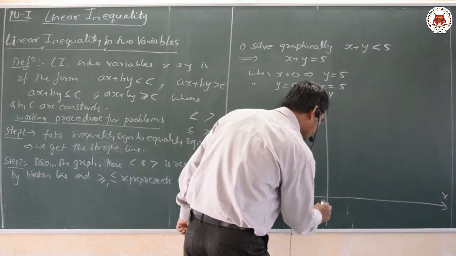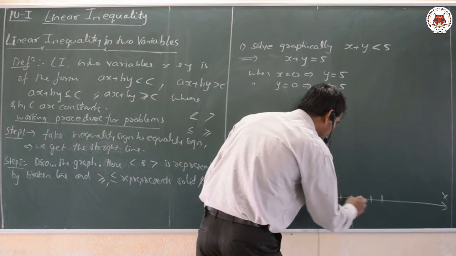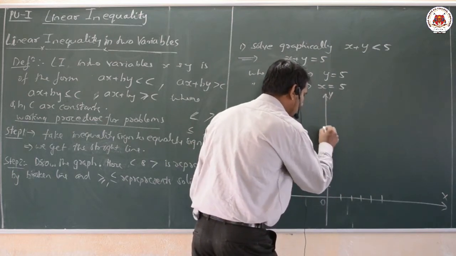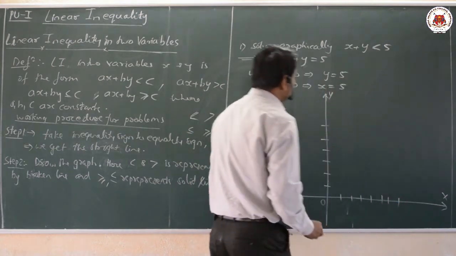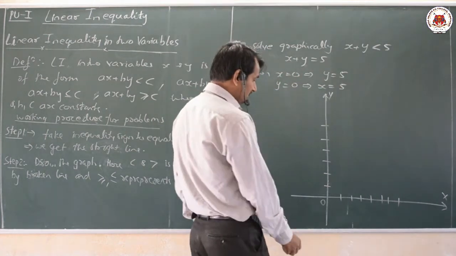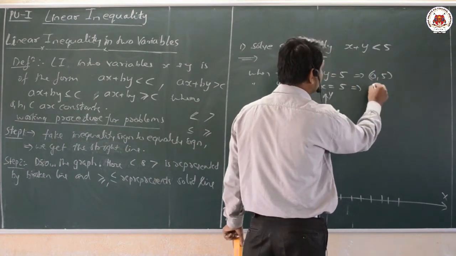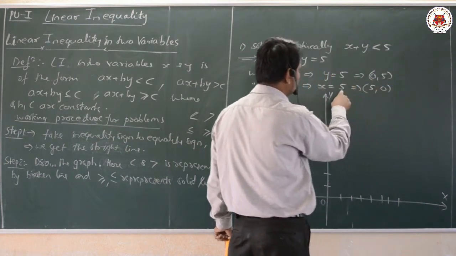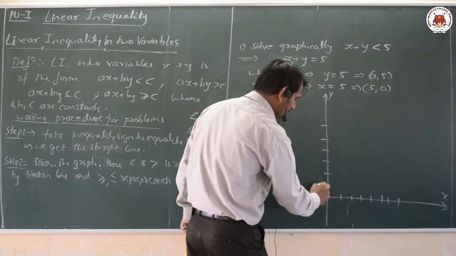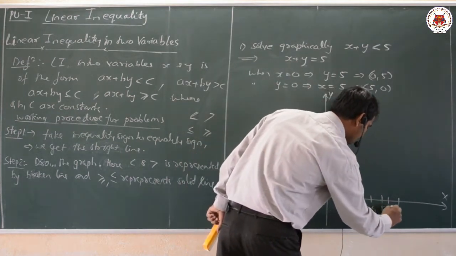That is our origin, that is 0, 0. Let us mark the points 1, 2, 3, 4, 5, 6, and so on. Here also 1, 2, 3, 4, 5, 6. Now here, when x is equal to 0, what is the y value? The y value is 5. That means the point will be 0, 5. And when y is equal to 0, the x value will be 5.